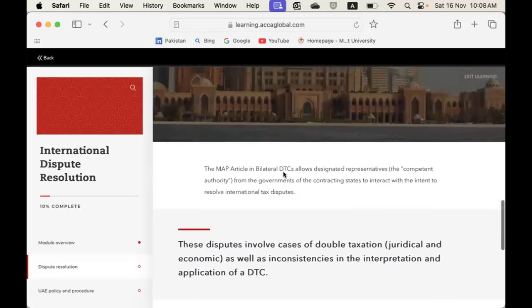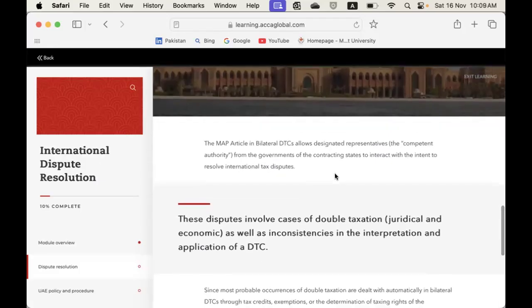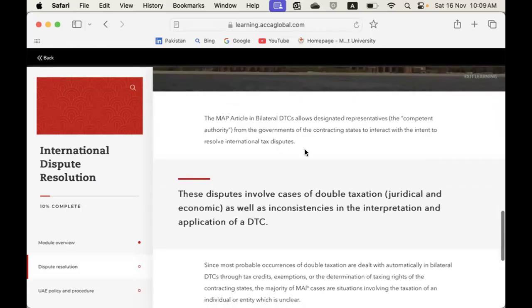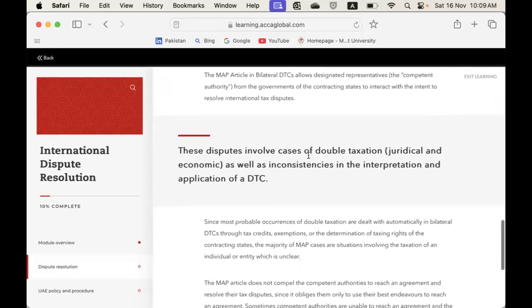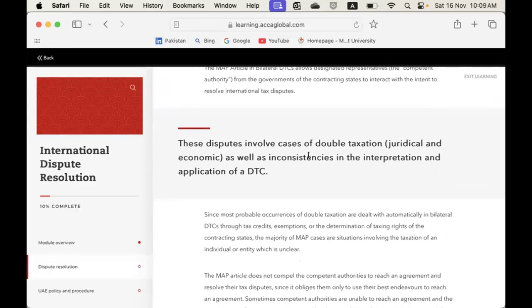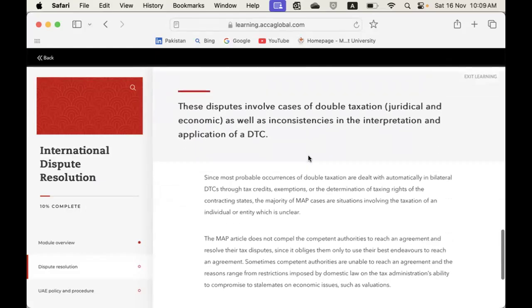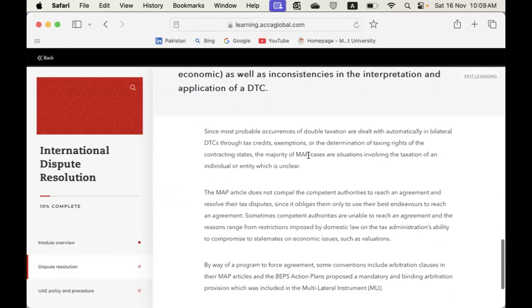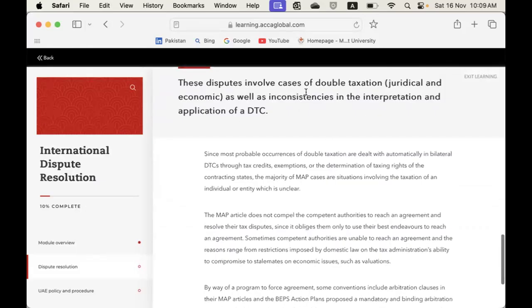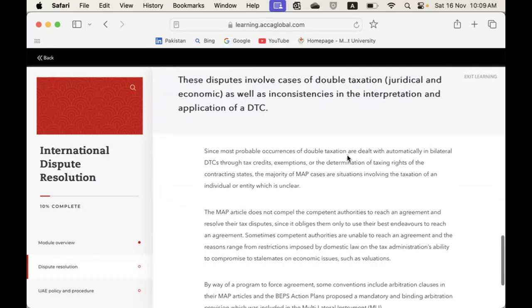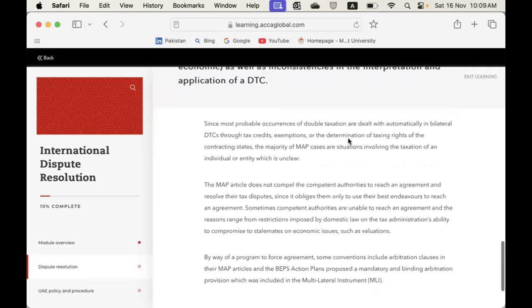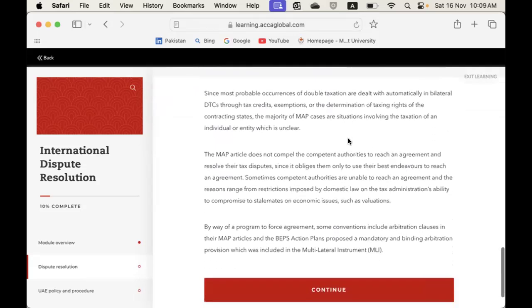MAP articles in bilateral DTCs, I mean double tax conventions, allow designated representatives, the competent authority from the governments, which naturally means FTA, and in other countries' cases, the local authorities. In Pakistan's case, FBR, to sort out the disputes, usually double taxation. Juridical and economic double taxation are some of the things we are going to read, inshallah: what is meant by juridical double taxation, what is economic double taxation, as well as inconsistencies in the interpretation and application of the double tax convention.